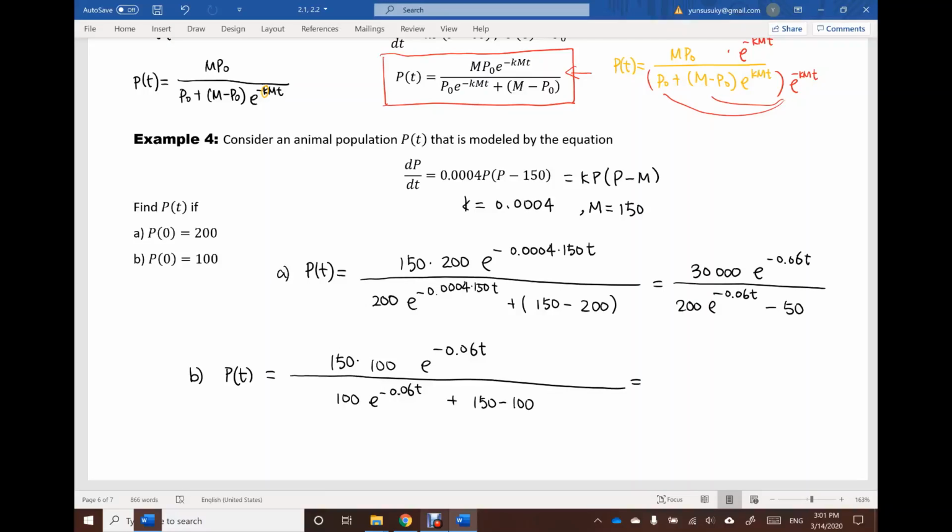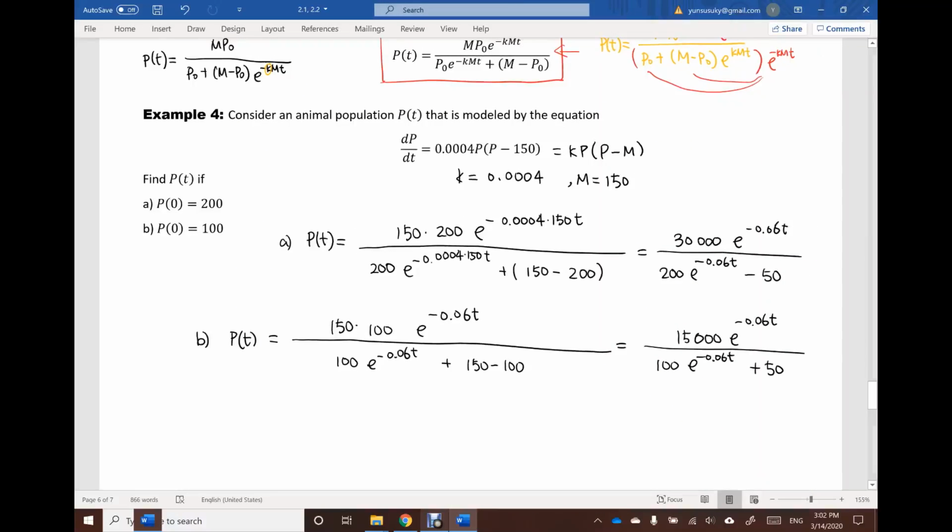We get the numerator, oh, sorry, the numerator we get 15000 e to the minus 0.06t over 100 e to the minus 0.06t, and then here we have plus 50. Okay, alright. So now what happened?